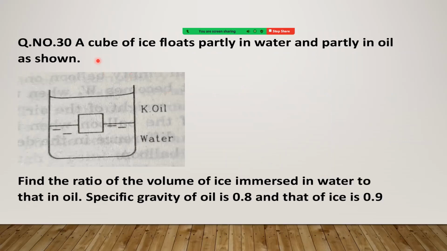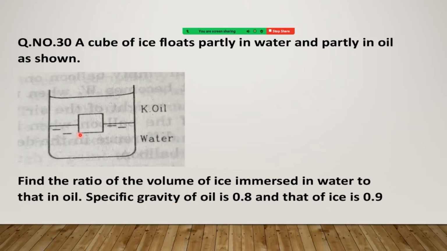See the question. A cube of ice floats partly in water and partly in oil as shown. Find the ratio of the volume of ice immersed in water to that in oil, given the specific gravity for oil and ice. Right? See now how to start.